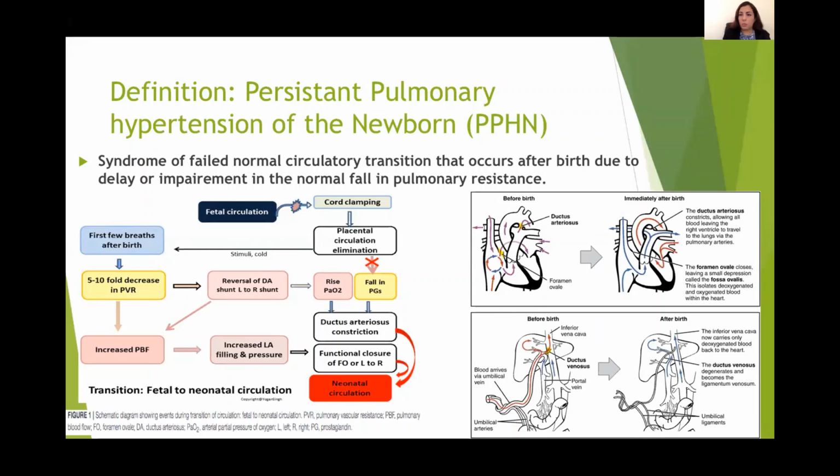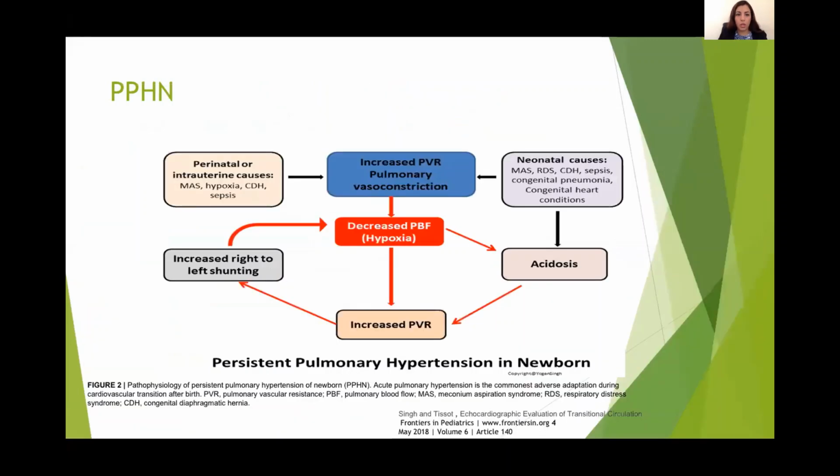The increase in the pulmonary blood flow also leads to an increase in the left atrial filling and pressure, which will close the PFO or at least reverse the shunt from right to left to left to right, and will lead to a normal neonatal circulation. In PPHN, things are not happening this way. We have increased pulmonary vascular resistance and pulmonary vasoconstriction.